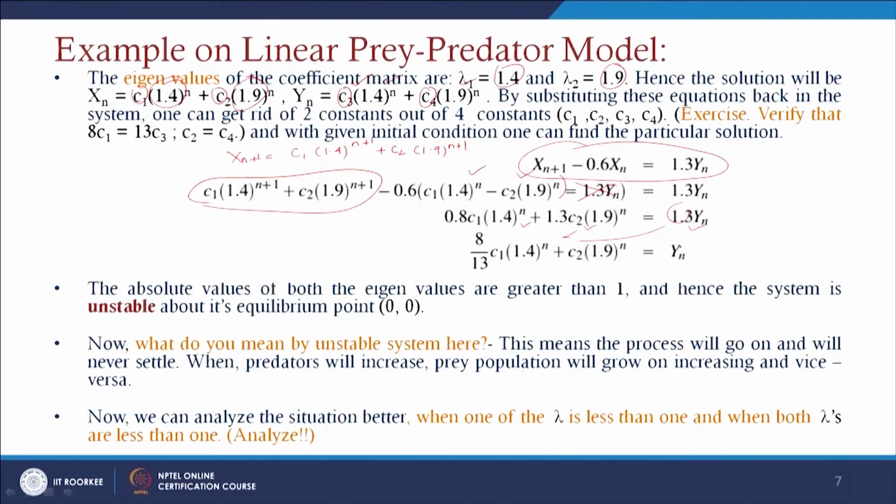So, this is the thing: when predators increase, the prey population will go on increasing, and vice versa. Similarly, if the tigers die out, then the deer will also die out. So, we cannot control the situation.